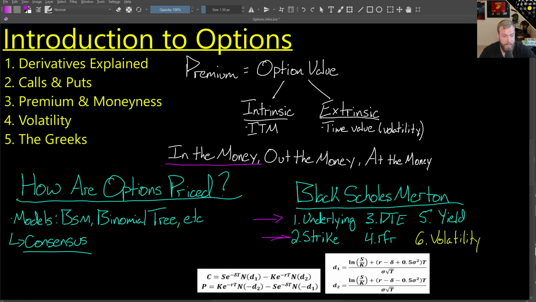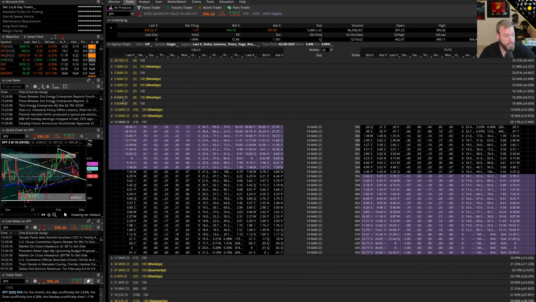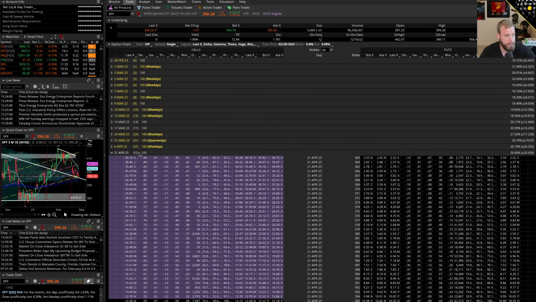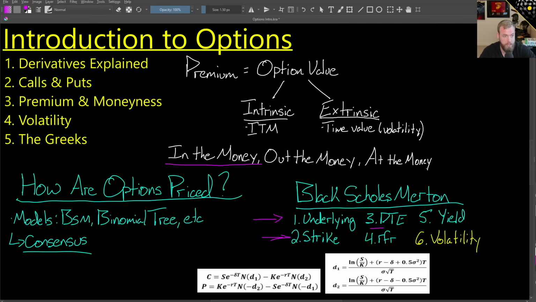Then we have days to expiration. How long is the contract? In this case, it's 14 days, or you can have something out here that's 52 days, whatever the days to expiration is. Then we have the risk-free rate. So different entities use different benchmarks for the risk-free rate. Most of the time, it's very short-term bonds. So that's what we're going to use for the risk-free rate.